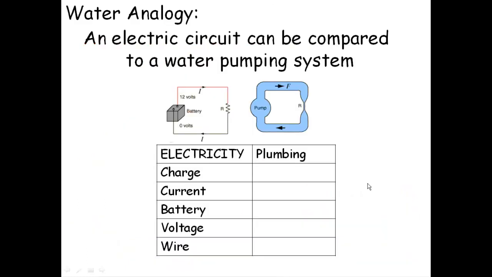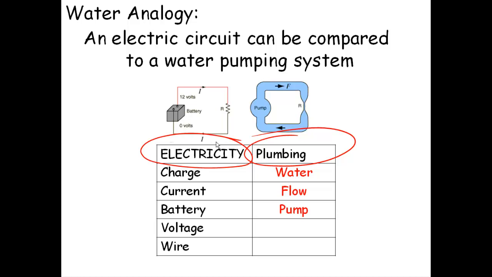Let's put it all together. Electricity versus the plumbing of your house. The charge itself is similar to the water. The current is the flow. The battery is like the pump. Voltage is that push or the pressure to get it moving, and the wire would be the pipes.